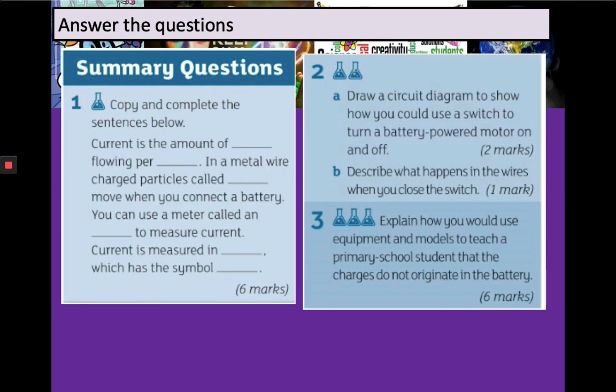It says explain how you could use equipment and models to teach a primary school student that the charges do not come from the battery. So that's 6 marks. Obviously that's the hardest question and requires the most detail. That would be about a paragraph in length, that answer. And that would be if a year 6 came into school and you were asked to explain what's happening in these circuits, that would be what you'd have to do there. So pause the video again and have a go at doing this. This shouldn't take you much longer than 15 minutes or so.